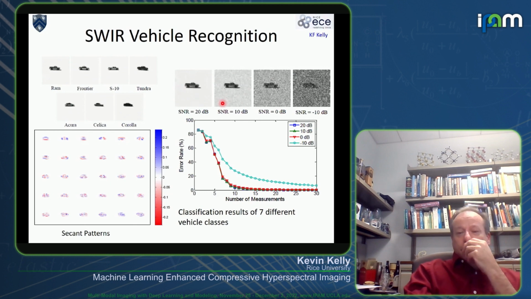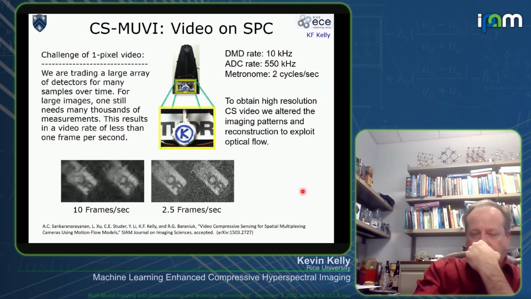And again, the great thing about this is it's really robust with noise. Not only can I barely tell that that's a vehicle, this can classify it as basically an S10 pickup versus a Tundra pickup in this test. So with very few measurements, you can do very good classification in high noise environments.